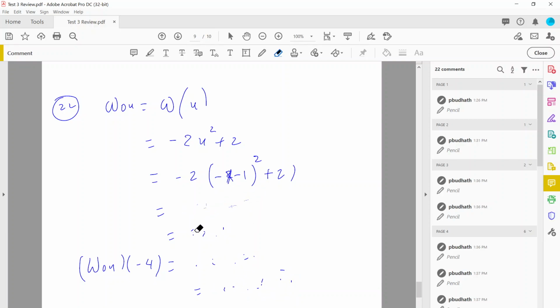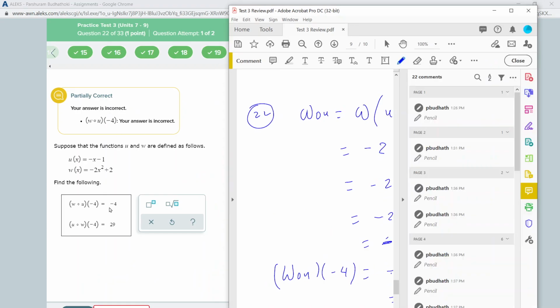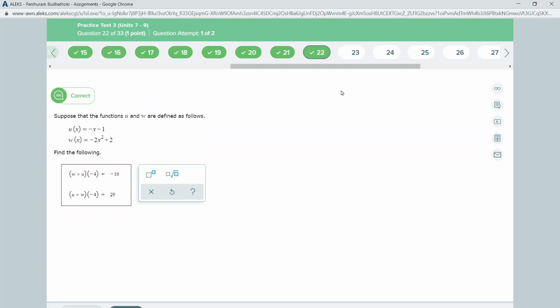Okay, so after cleaning, let's see what happens here. If I square this thing here, it will give me x squared plus 2x plus 1. Square of the negative would be positive, that's why. And then after that it is negative 2x squared, negative 4x, negative 2 plus 2. This 2 and this 2 cancel out, so the only leftover would be this one. So I have to put negative 4 here, so that will give me negative 2 times 16, and this is positive 16. So negative 2 times 16 is negative 32, plus 16 is negative 16. So the answer for the first part should be negative 16. Okay, we check it, and now this is right.